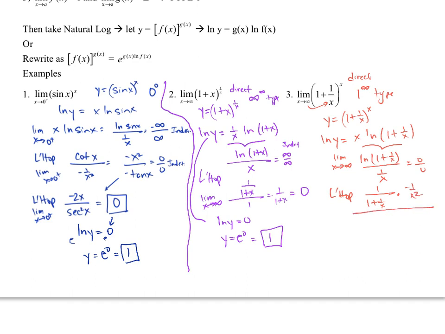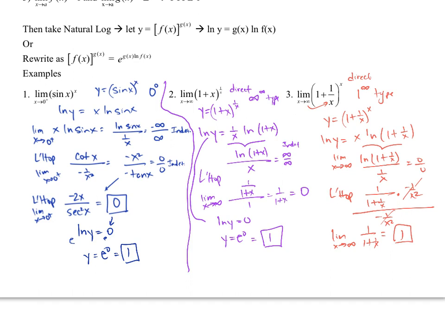I had to chain rule this part right here, right? I had to chain rule that. So let me just remove the markings that I made right there. So I chain ruled that, and then on the bottom, when I take the derivative, I'm going to get negative 1 over x squared. Well, these will reduce out quite nicely. So I'll have the limit as x goes to infinity of 1 over 1 plus 1 over x. And when I plug this in, I will get 1 over 1, which is 1.